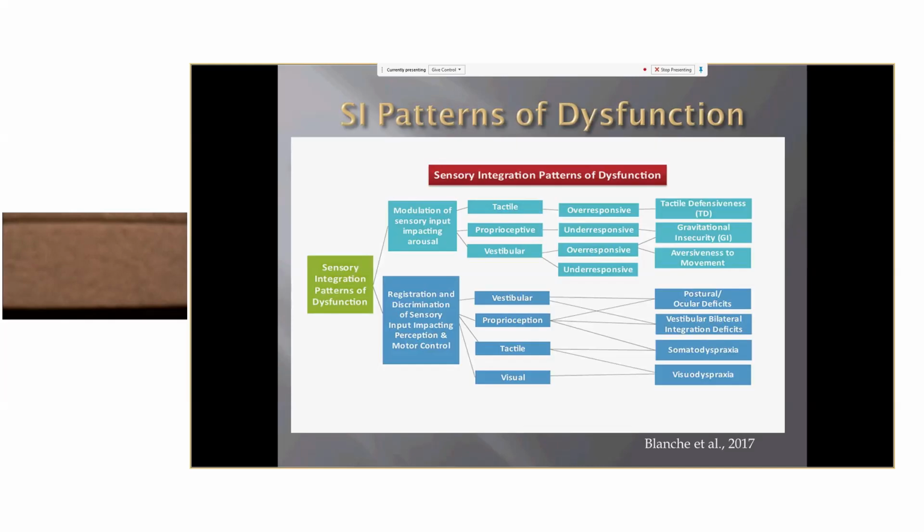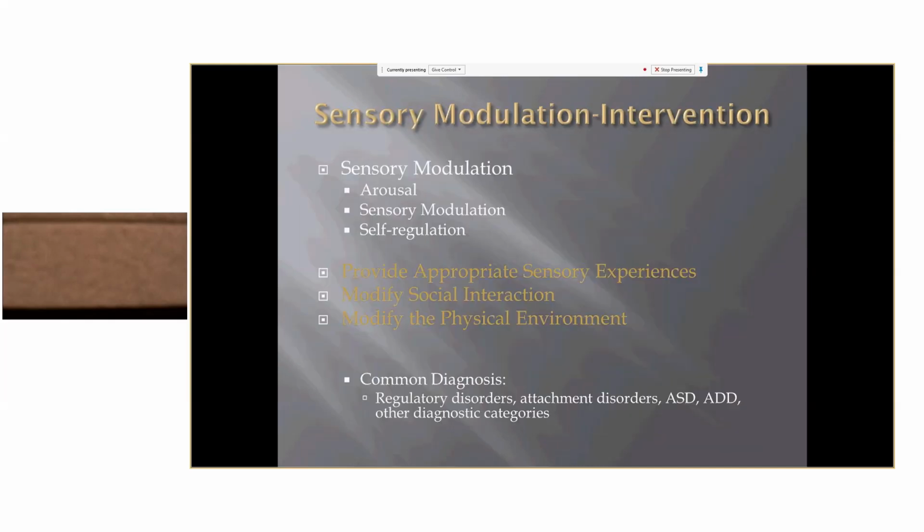Back to our slide, I just like to remind that. So intervention with sensory modulation. The biggest things we're looking at here, and I'll go into each system, are providing the appropriate sensory experience, modifying your social interaction, and then modifying the physical environment based on what their need is.